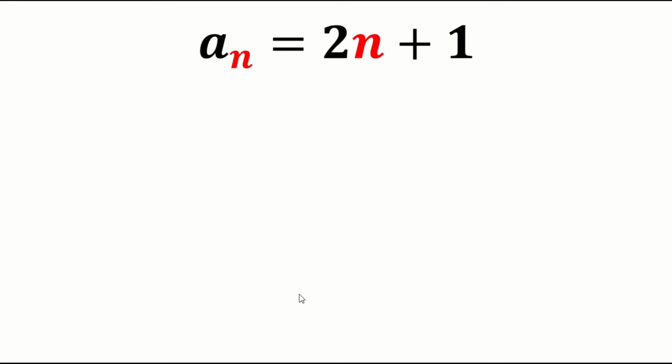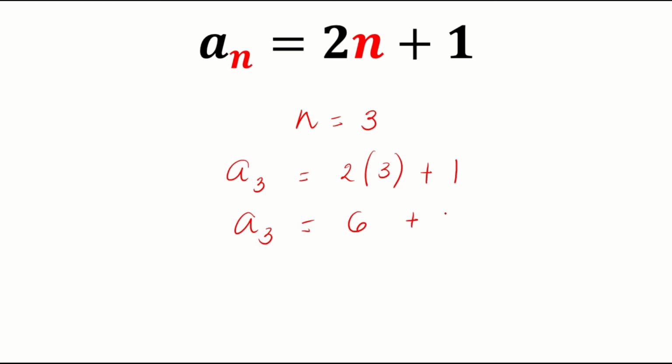Step 3. Find A sub 3. Substitute 3 to n in A sub n equals 2n plus 1. We have A sub 3 equals 2 times 3 plus 1. Because 2 times 3 is 6, we now have A sub 3 equals 6 plus 1. 6 plus 1 is 7. Therefore, A sub 3 is 7. Or in other words, the third term is 7.